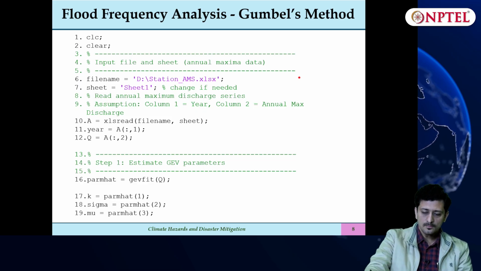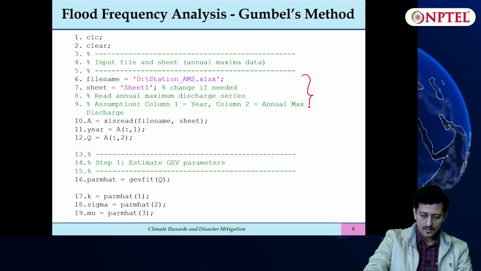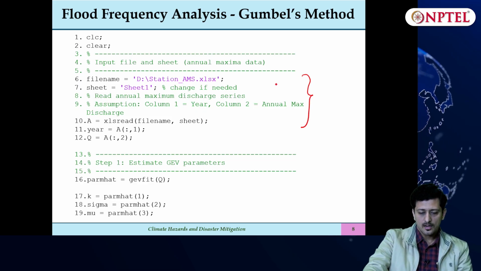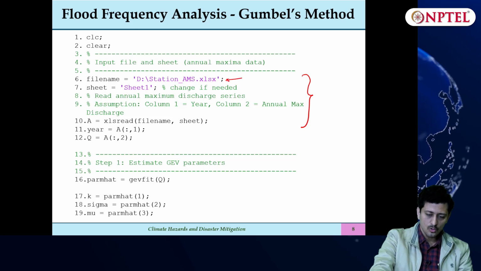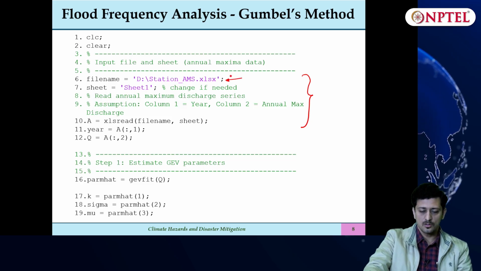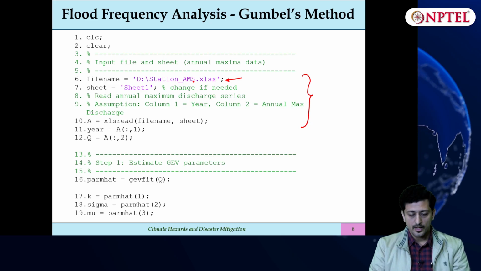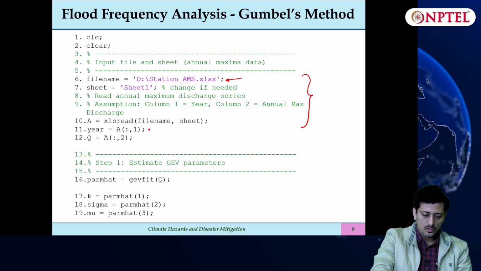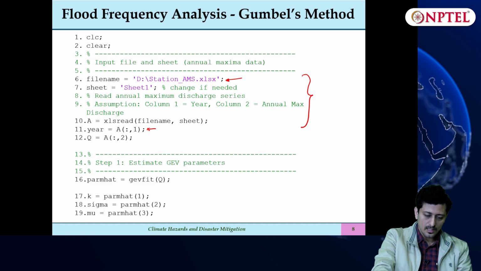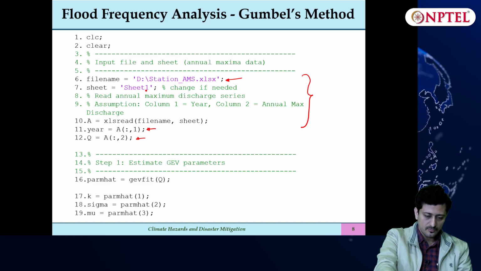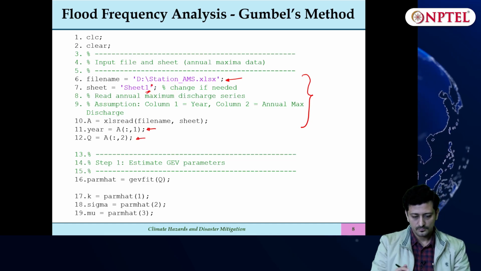So what we are doing here, we are reading the data. This is a file name, so the source will be different every time you input the data. Please check what is the source. You have to provide the proper path of the data. The first column will be year and the second column will be your discharge if you are using sheet 1.